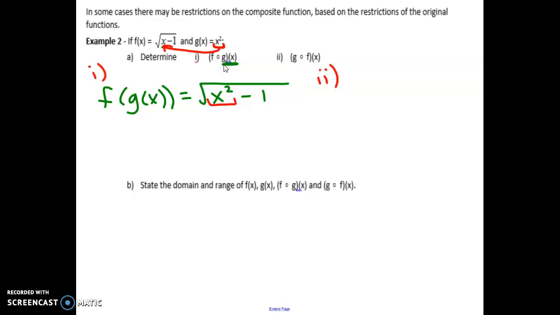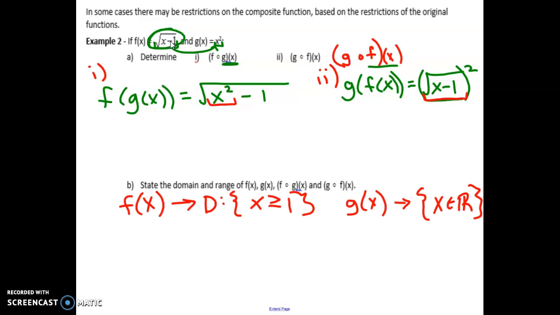Okay, so for our second one here, we're going to be putting f into g. So this time, we're not going this way. We're taking f, which is root x minus 1, and we're putting it into x in my g function. So my new equation for g of f of x would be root of x minus 1 squared. Because again, what I'm doing is I'm taking the root x minus 1 and I'm putting it into the x spot in my g function.